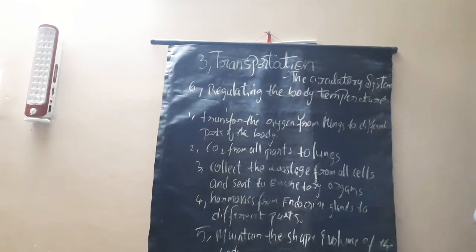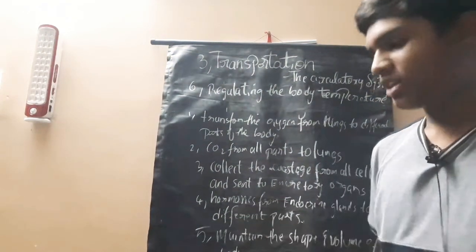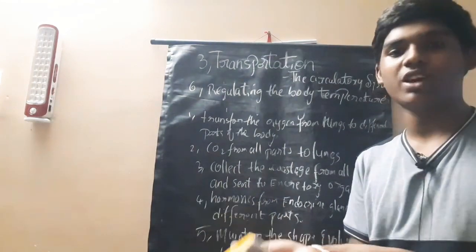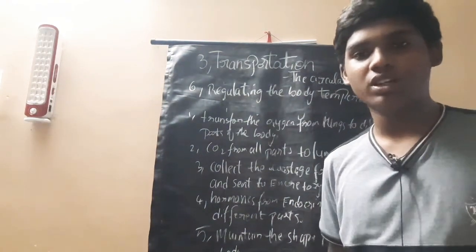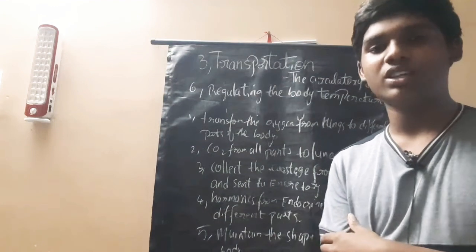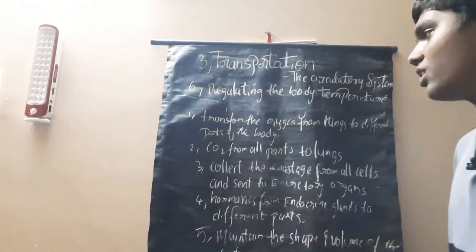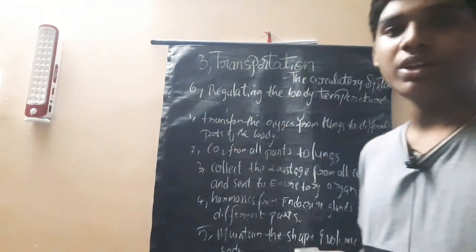This transportation helps to regulate the body temperature. An increase or decrease in body temperature is the main fact. What is the main factor? This transportation is the main factor. How the wastage of the cells is transported, and how CO2 and oxygen are transported, these are the main factors of our body temperature. It is also helpful in regulating the body temperature.